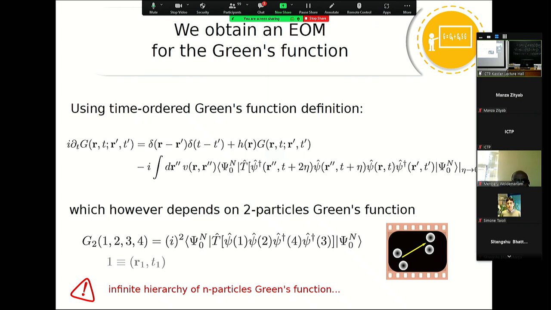One is to continue with the hierarchy. So if now I want to calculate the equation of motion for G2, I need to do a step further. I need to calculate the derivative with respect to t1 of this G2. And then you realize that this will induce a G3 with three bodies. And then you have four bodies, and so on and so forth. This is the hierarchy. It also has a name, now I don't remember. There are ways of reducing this hierarchy, but there are also other ways.